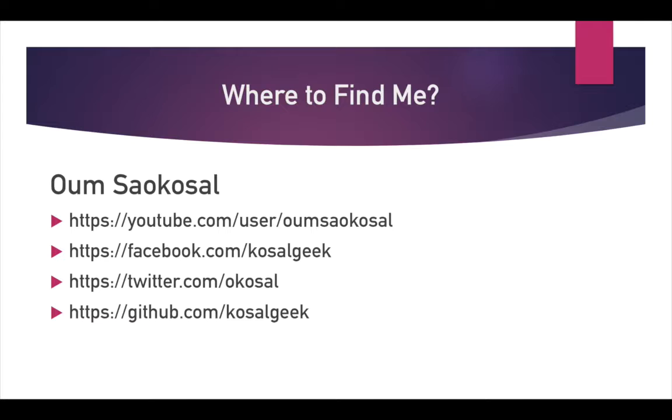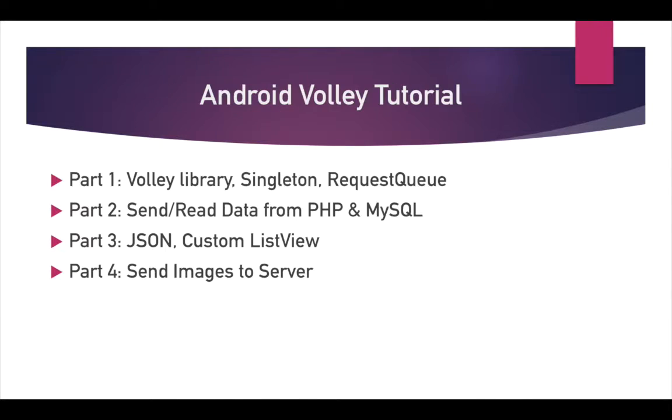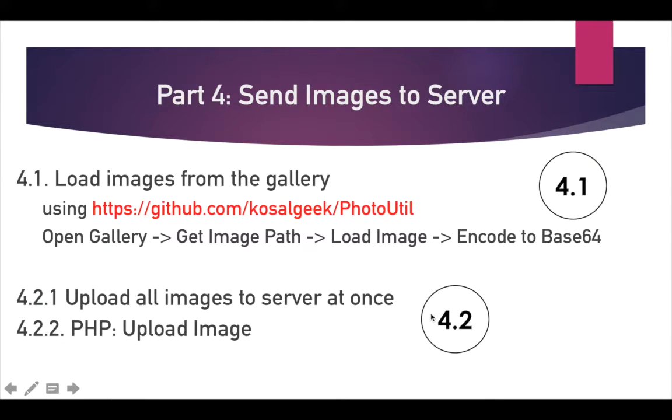In this video particularly, I will use one of my libraries on GitHub. In part 1, I talked about how to set up the Volley library. Part 2, how to send and read data from and to PHP and MySQL. In part 3, I talked about how to get the JSON data and put it into the custom list view. In this part 4, I will talk about how to send images to the server. So there are a lot of things to be covered.